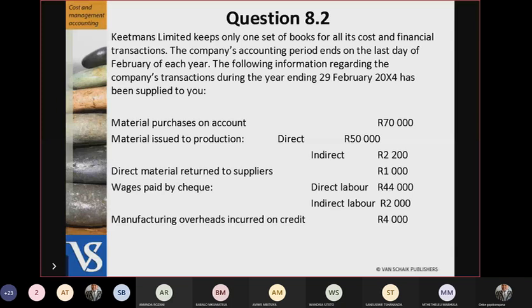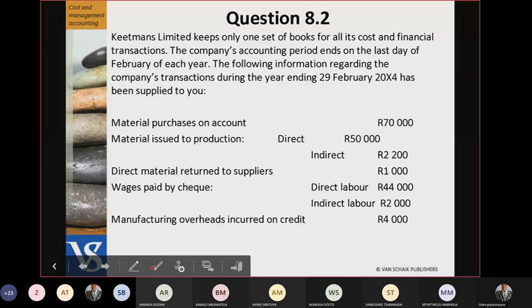Look at that question. We said that Kidman's Limited keeps only one set of books for all its cost and financial transactions. The company's accounting period ends on the last day of February of each year. Now look at the very first sentence in that heading. They say that Kidman's Limited keeps only one set of books for all its cost and financial transactions.